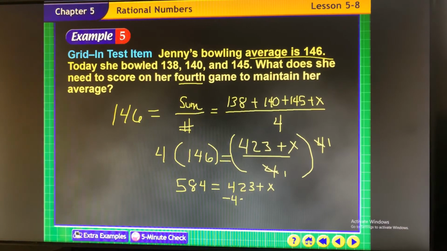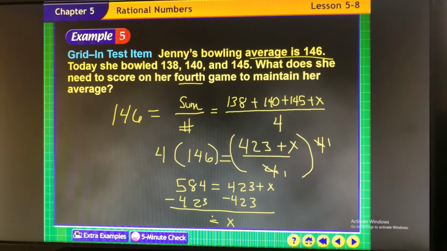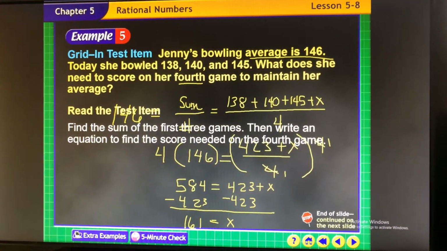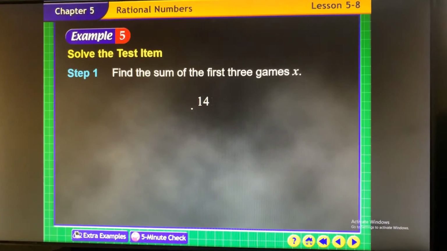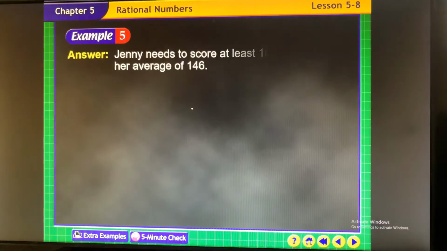Now solve for X. Add negative 423 to both sides. And find out what she needs to get. What does she need to get in order to maintain her average? She needs to get 161. Good luck. She doesn't look like she's very close to getting that, does she? She better start to bowl maybe a little bit better. Still, all those scores are way better than I could do, so I guess I can't really talk, can I? There you go.